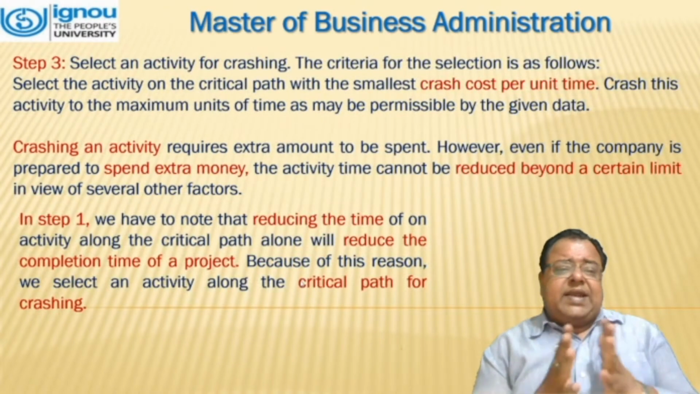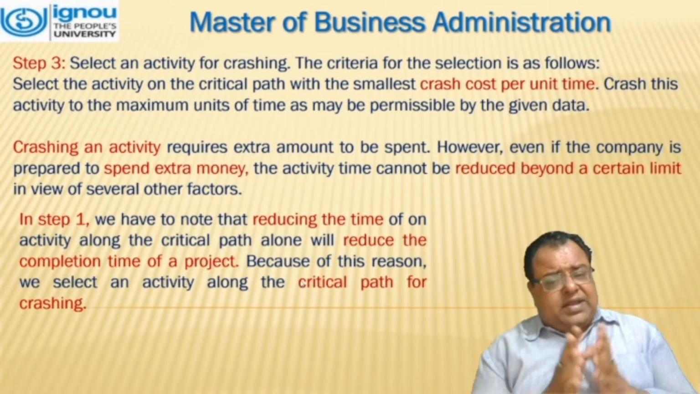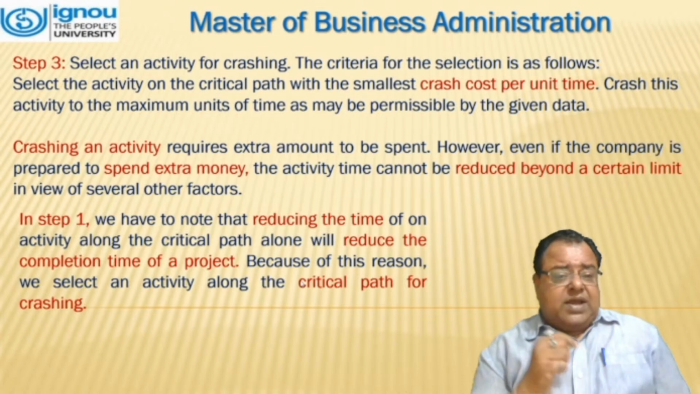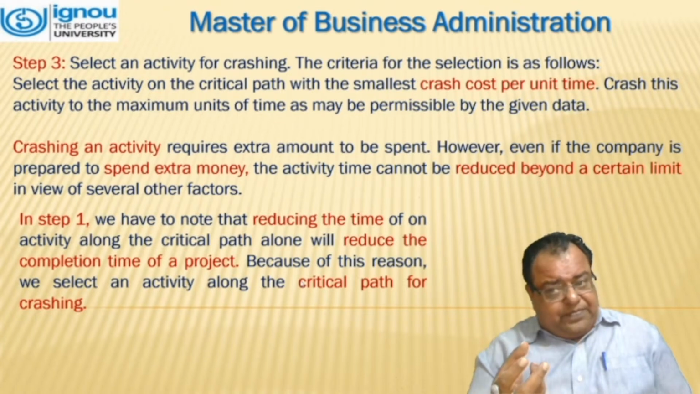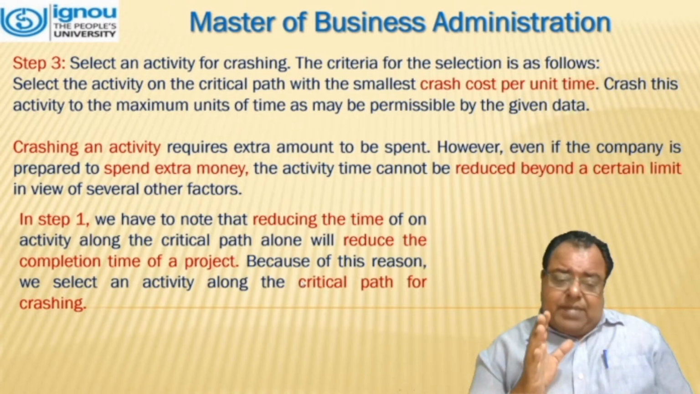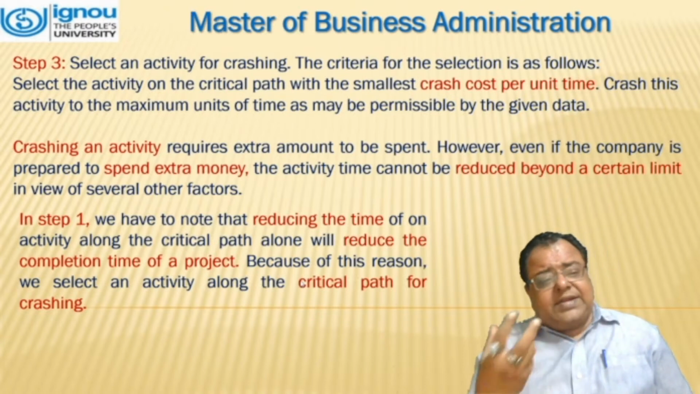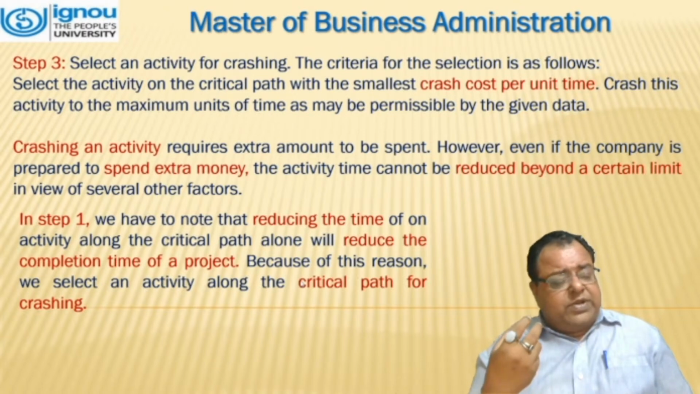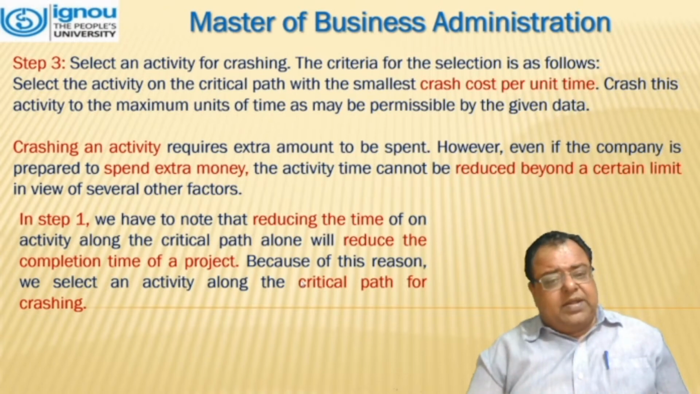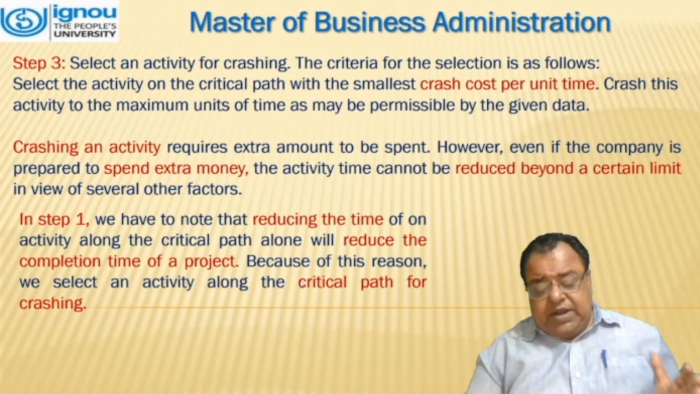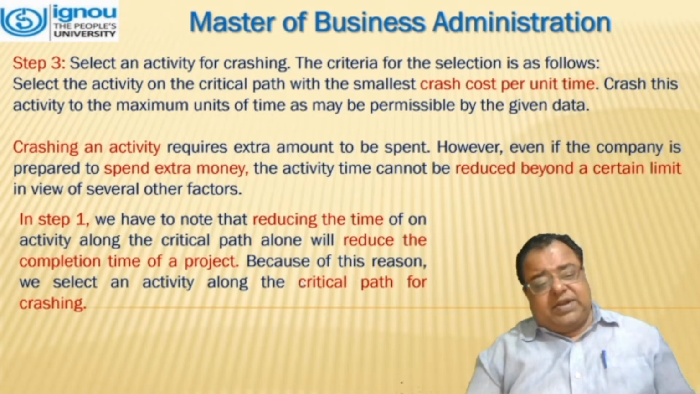Step 3 is select an activity for crashing. The criteria for the selection is as follows. Select the activity on the critical path with the smallest crash cost per unit time. Crash this activity to the maximum units of time as permissible by the given method. Crashing of an activity requires extra amount to be spent. However, even if the company is prepared to spend extra money, the activity time cannot be reduced beyond a certain limit in view of several other factors.